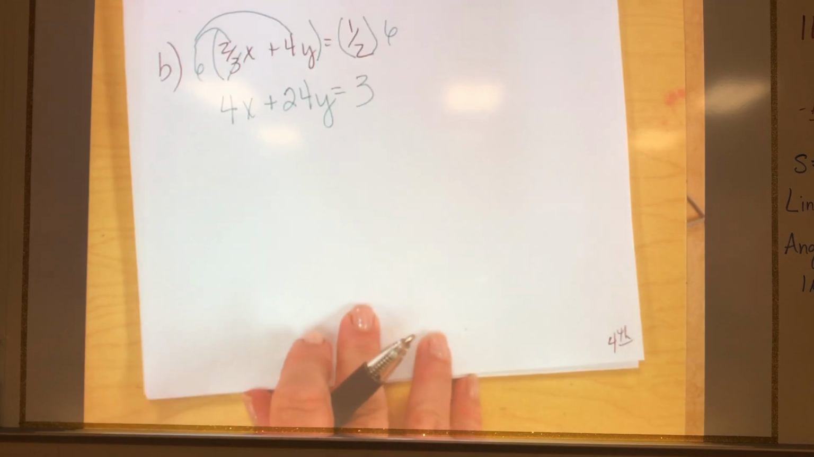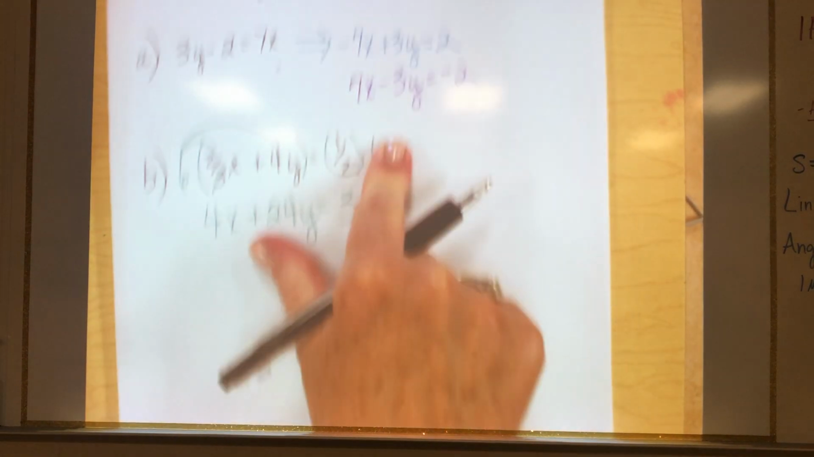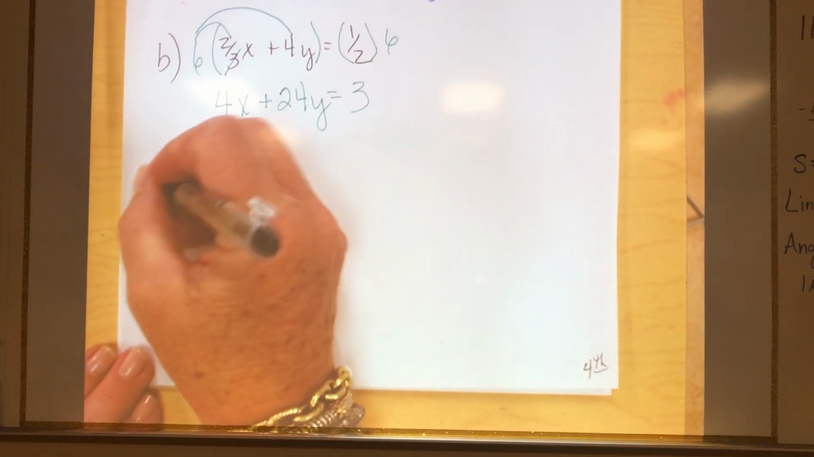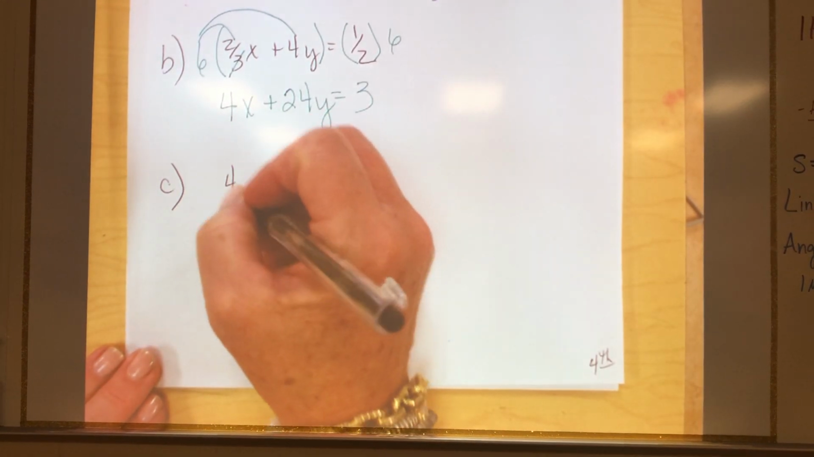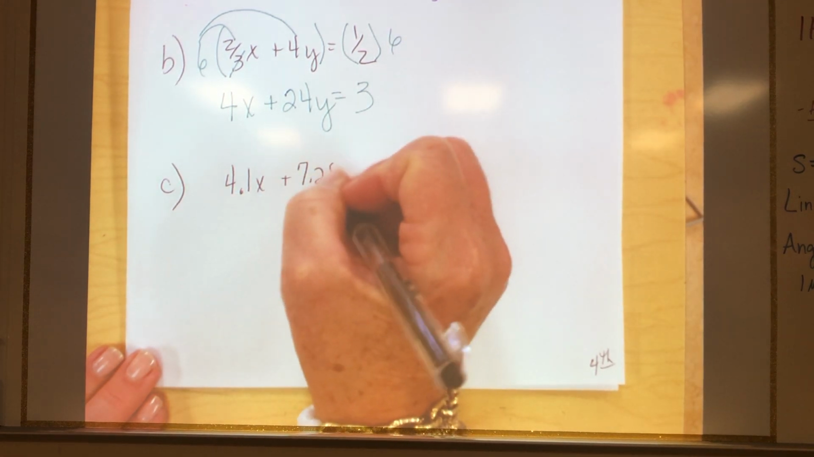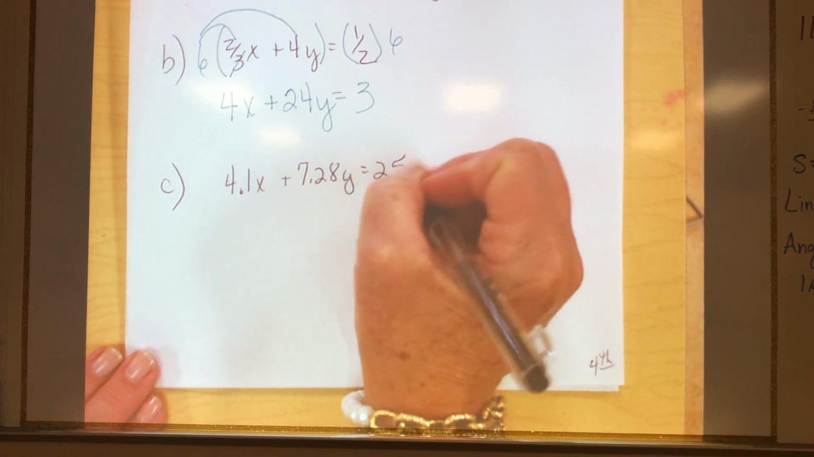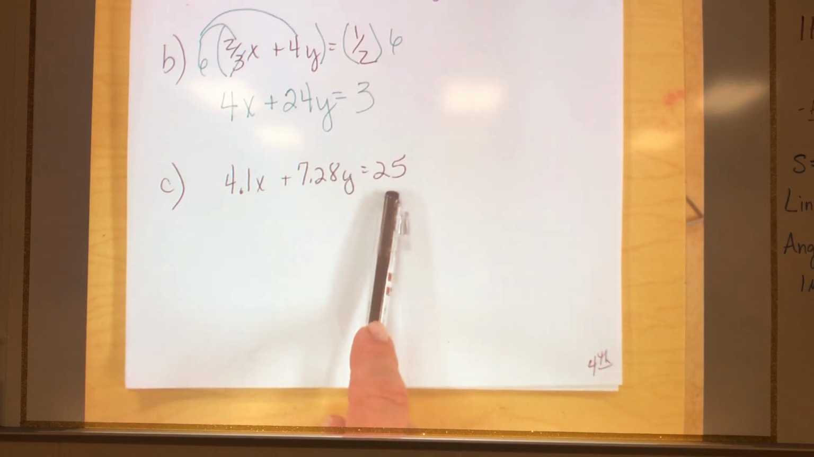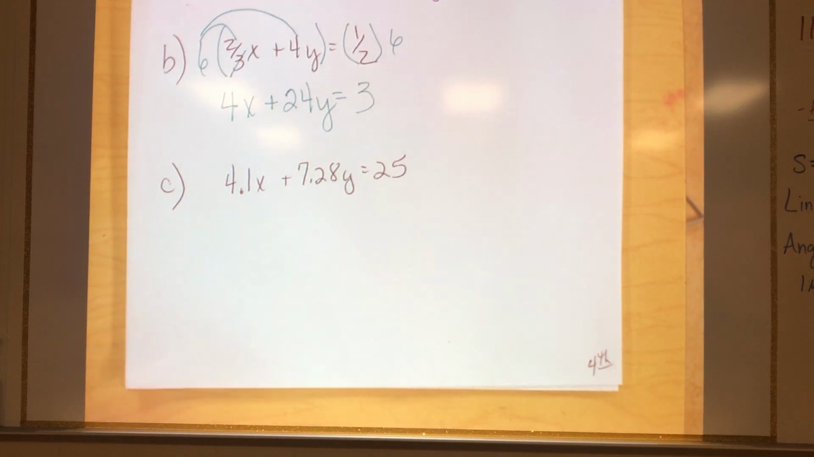Okay, the last one, we've done just moving them around. That's what that first one was, okay? We've done getting rid of fractions, and now we're gonna get rid of decimals. So what if my equation looks like this? 4.1x plus 7.28y is equal to 25. Okay, so it said that A, B, and C had to be integers. Is 4.1 an integer? No, and neither is 7.28. 25 is, but these two are not. All right, so what am I gonna do? Does anybody know?